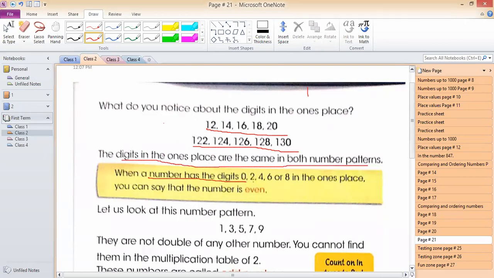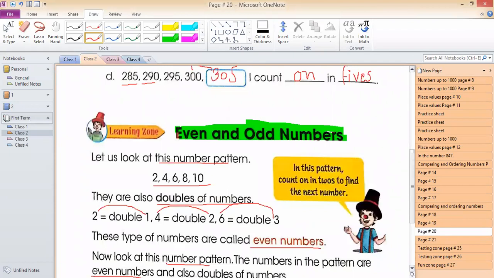When a number has the digits 0, 2, 4, 6 or 8 in the ones place, you can say that number is even. So guys, what are even numbers? Even numbers are the numbers which are divisible by 2, or you can say which come in the table of 2. The numbers which are divisible by 2 are called even numbers.